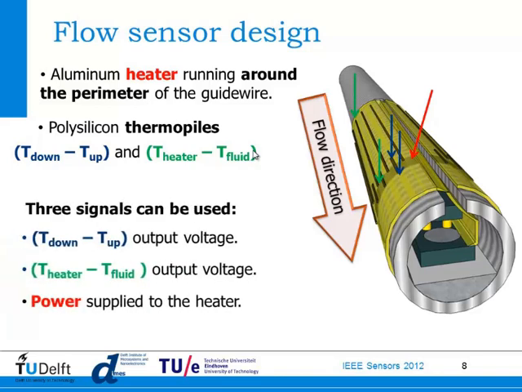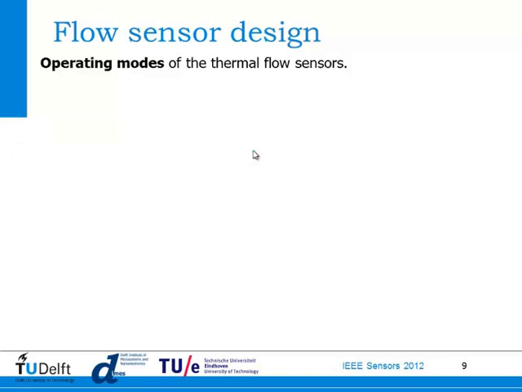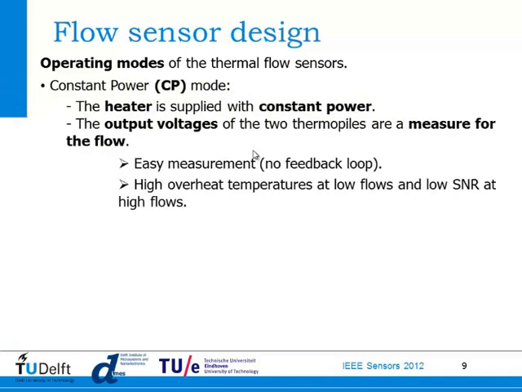So in the end, we have 3 signals that we can use for our flow sensor: the 2 output voltages, T down, T up, and T heater, T fluid, and the power you supply to the heater. Operating modes. There is one way of operating, which is constant power, where you supply the heater with a constant power, and then you measure the output voltages of the thermopiles, and they are a measure for the flow, or the shear rate that you can translate to flow.